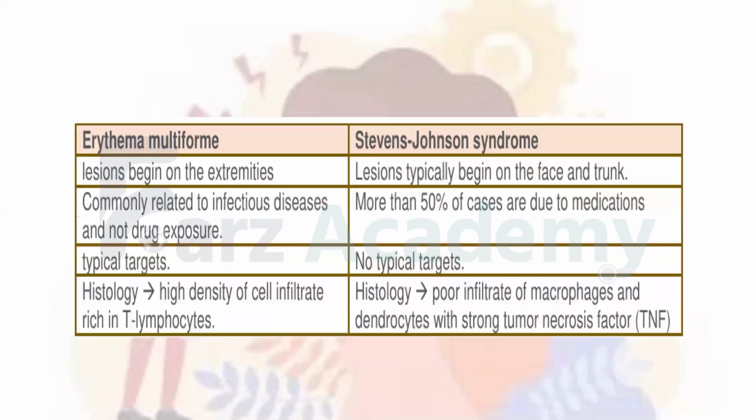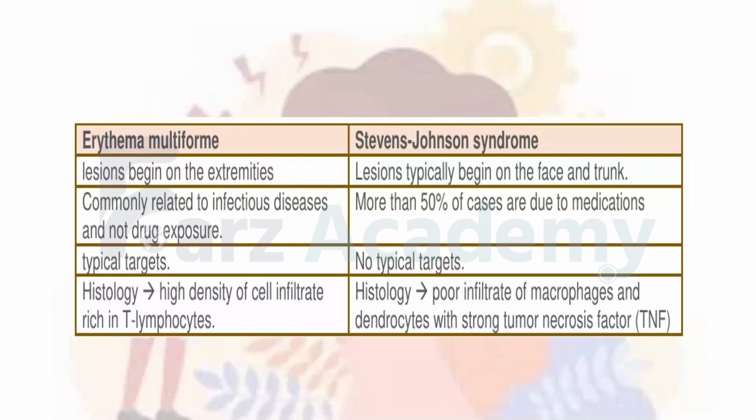Okay. So how do we differentiate erythema multiforme from Stevens-Johnson syndrome? In erythema multiforme, the lesions usually begin on the extremities. In Stevens-Johnson, they usually begin on the face or the trunk. And erythema multiforme is commonly related to infectious diseases, whereas in Stevens-Johnson, more than 50% of the conditions are due to adverse reactions to medications. And you can see typical target lesions and bullseye lesions in erythema multiforme, which are not seen in Stevens-Johnson syndrome.